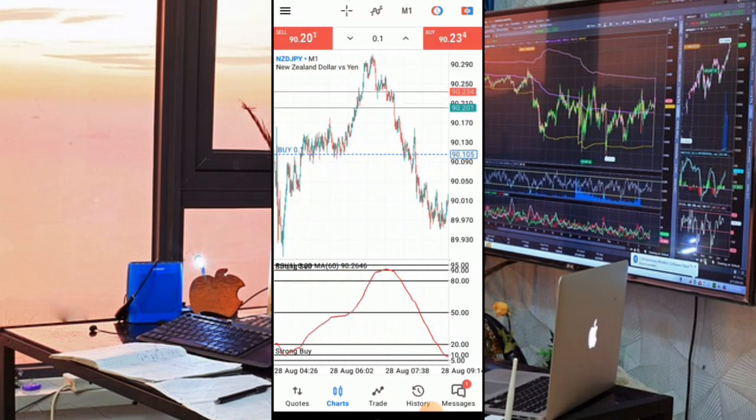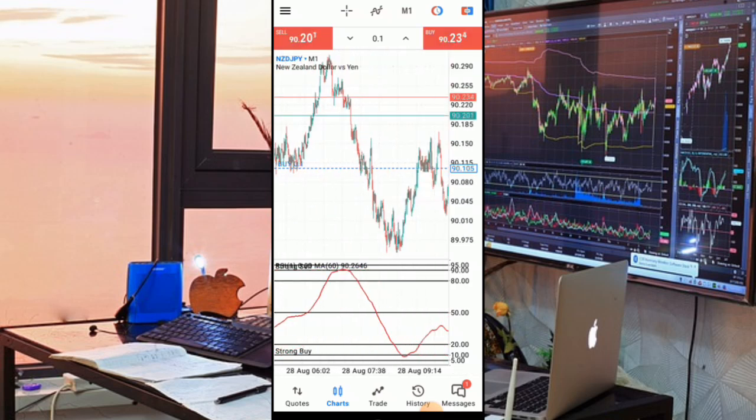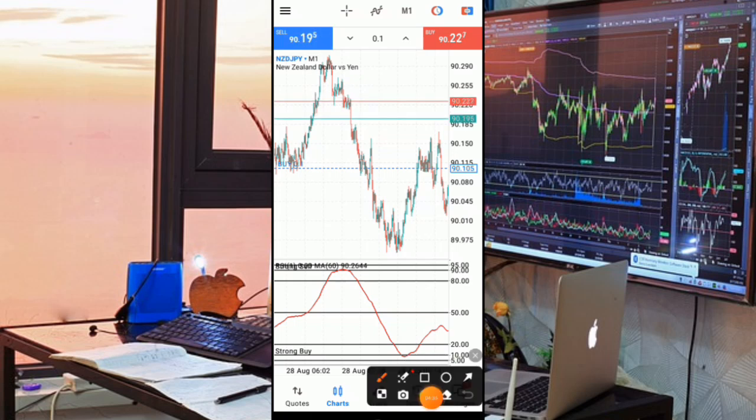So we wait before you can make any entry or make any analysis based on the RSI. Please make sure that you move the chart sideways so that if price is repenting, it's visible to you.